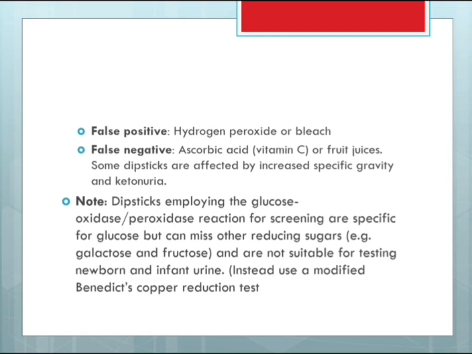False positive may be due to hydrogen peroxide or bleach. False negatives can be due to ascorbic acid, vitamin C, or fruit juices. Some dipsticks are affected by increased specific gravity and ketonuria. Note: dipsticks employing the glucose oxidase-peroxidase reaction for screening are specific for glucose but can miss other reducing sugars such as galactose and fructose, and are not suitable for testing newborn and infant urine. Instead, use a modified Benedict's copper reduction test.